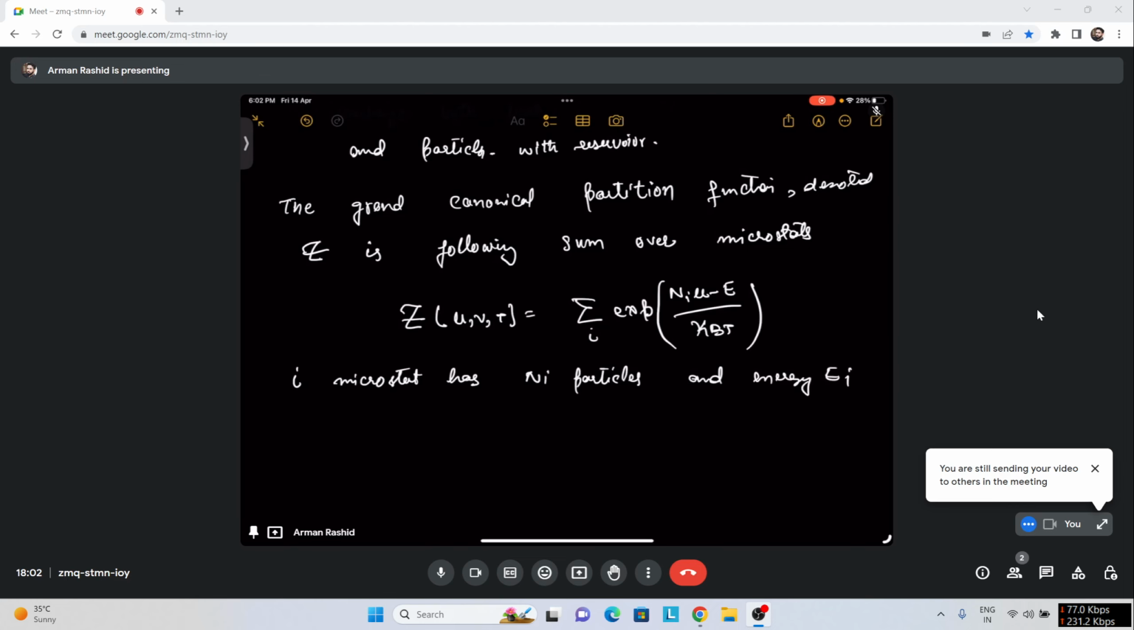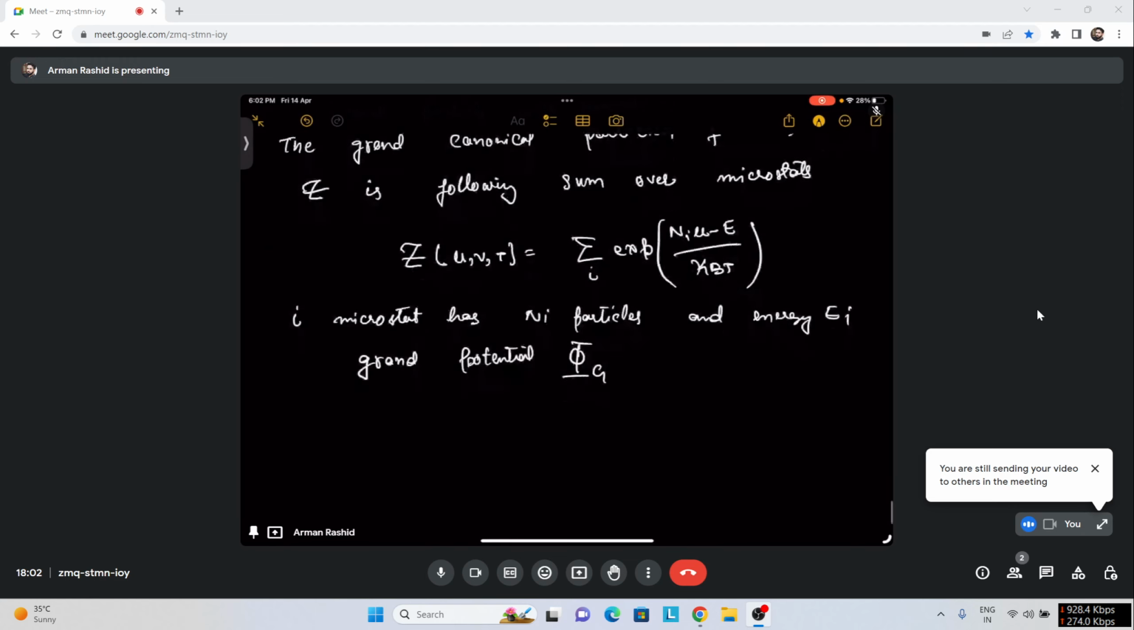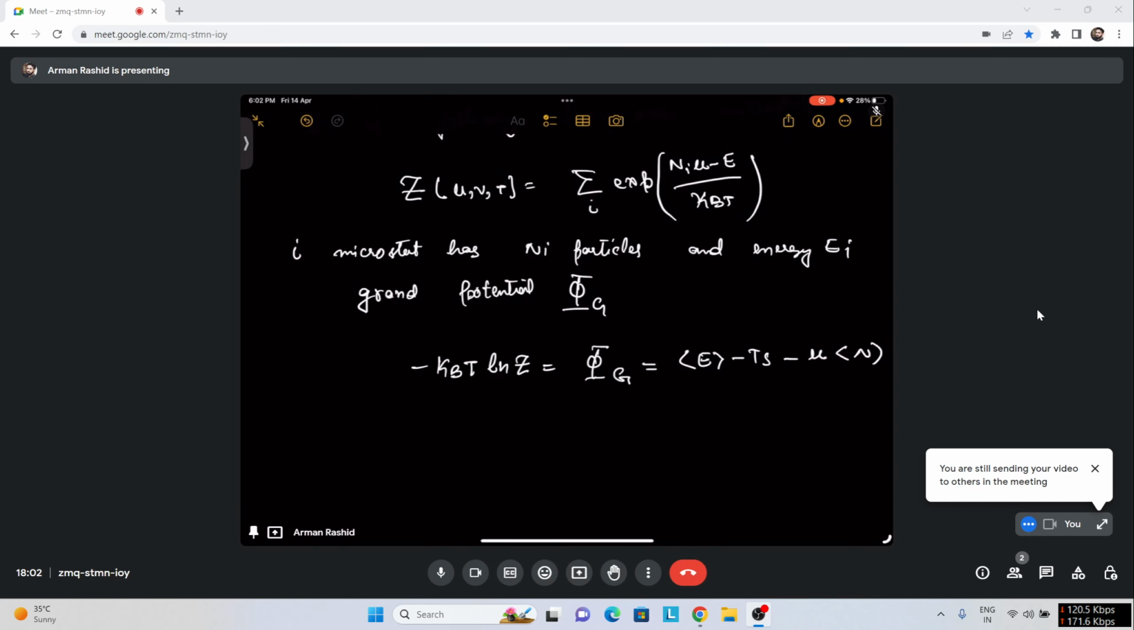Therefore the partition function is also related to the grand potential. The grand potential is phi_G, which is given by minus k_B T ln Z, and the grand potential G is given by E minus TS minus mu N. This is in contrast to the canonical partition function, which is related instead to the Helmholtz free energy.